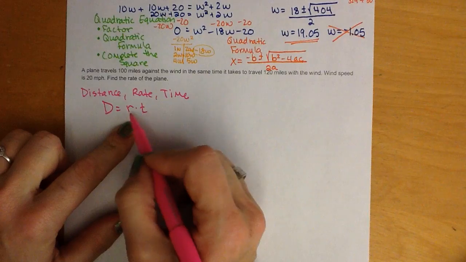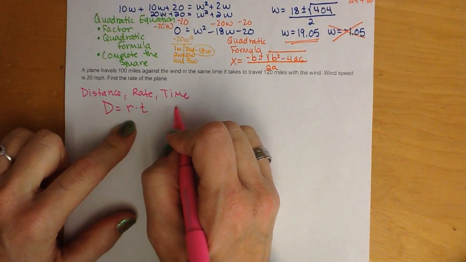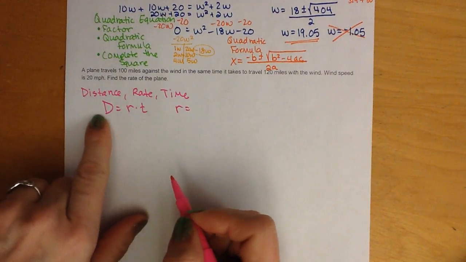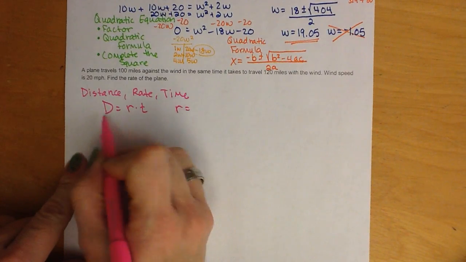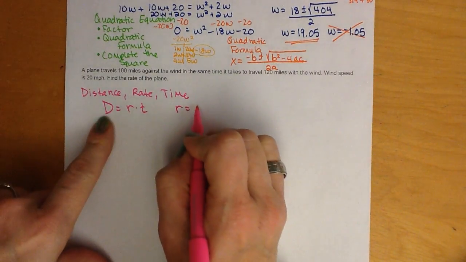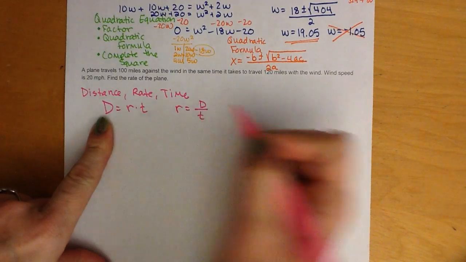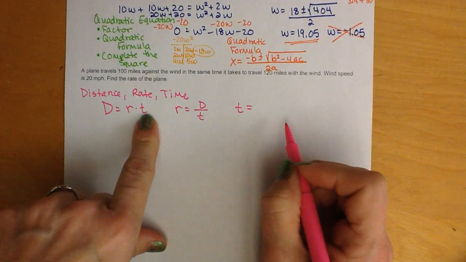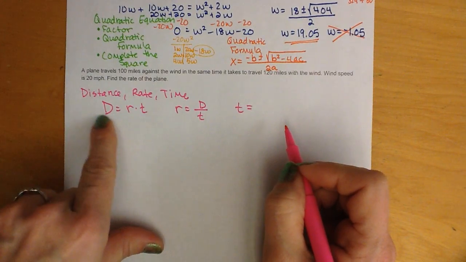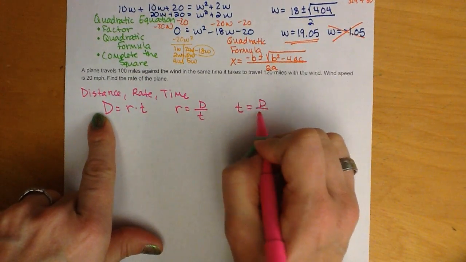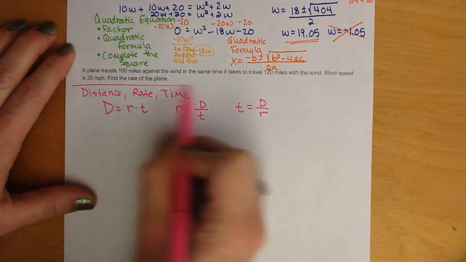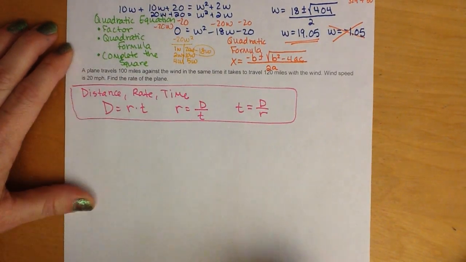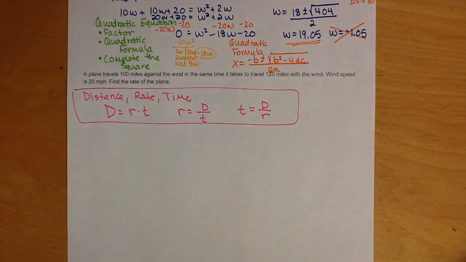Then we have two different varieties of this. If I wanted to have R equals instead of D equals, I would need to divide both sides by T. So R would be distance divided by time. Or if I wanted to solve for time instead, T equals, I would need to divide both sides by R. So time equals distance divided by rate. So those are our formulas for distance, rate, and time problems.